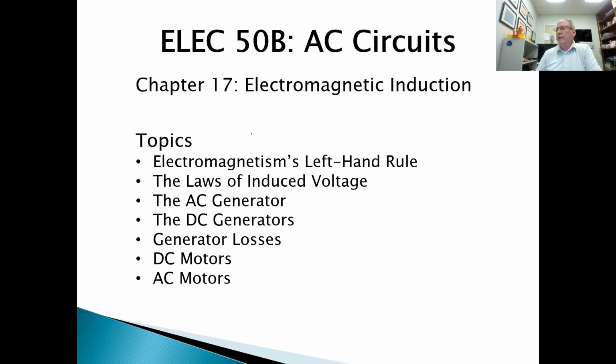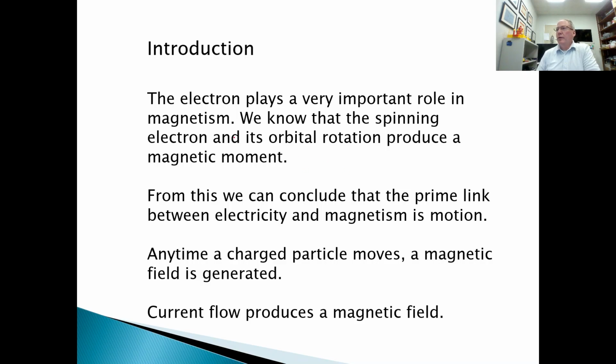This week we're going to go over electromagnetic induction, which is chapter 17 in the textbook. So let's get started here. We know that electrons are very important in everything with electronics, especially magnetic movement. And if we know the direction of the current flow, we can determine the magnetic field.